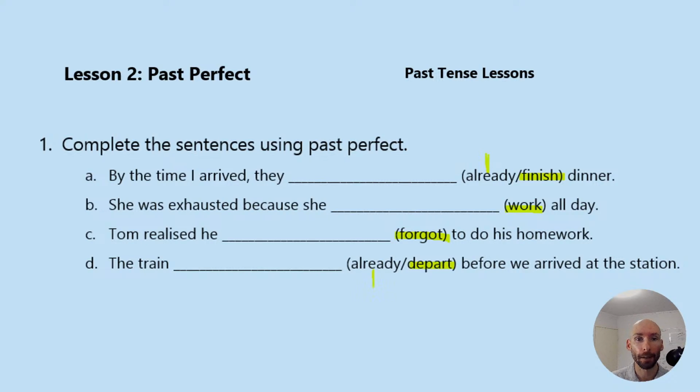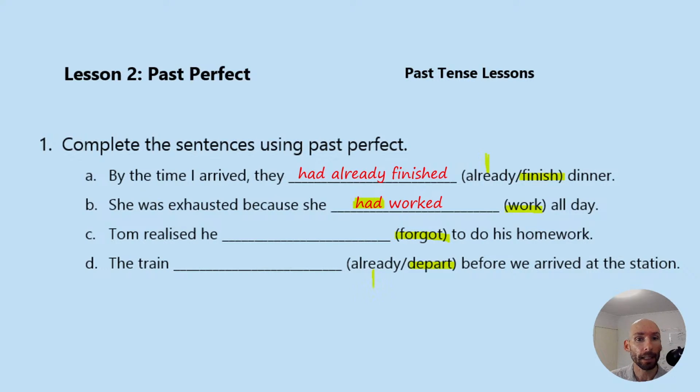By the time I arrived, they had already finished dinner. So the base word is finish, the past form and the past participle in this case are both finished. So that's a regular verb, nice and easy. The next sentence, she was exhausted, and you'll remember that means lacking energy, being very tired. She was exhausted because she had worked all day. So we've got our auxiliary verb had, and then the past participle, which is worked, another regular verb.